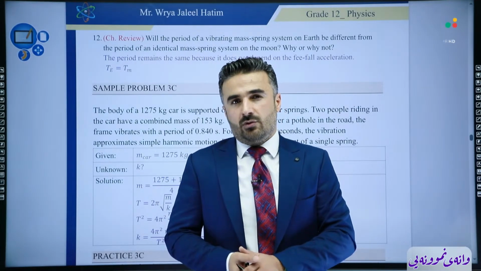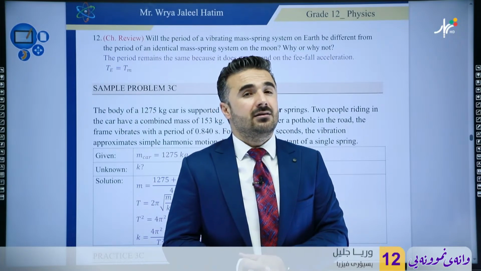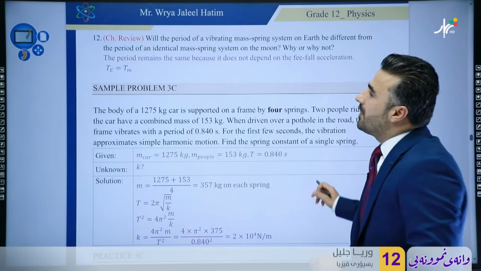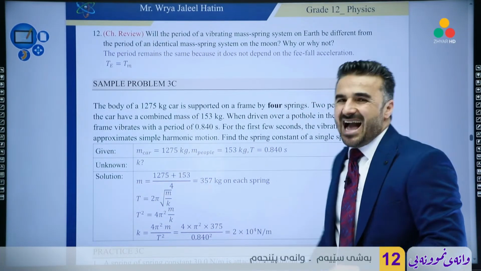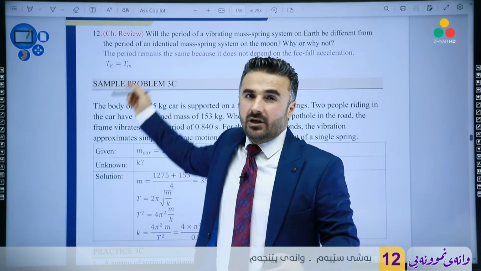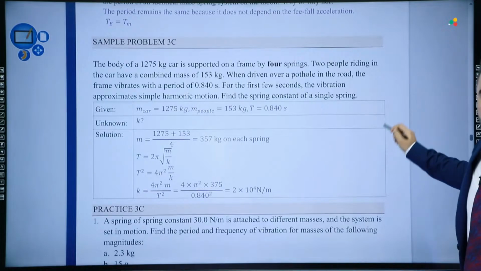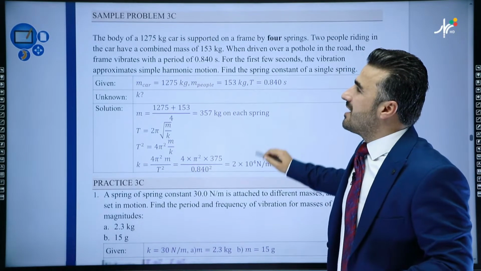But of course, one thing will change. No, okay. So remember this. We can say the period remains the same because it does not depend on the free fall acceleration. So the period on Earth equals the period on the Moon. That is always true as long as the mass spring system is identical.